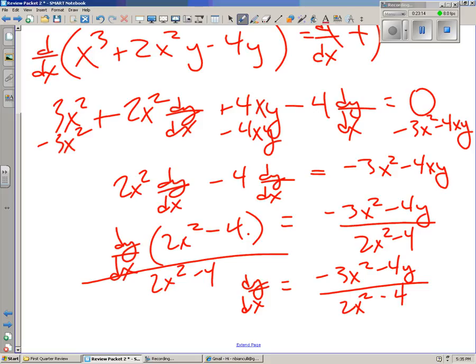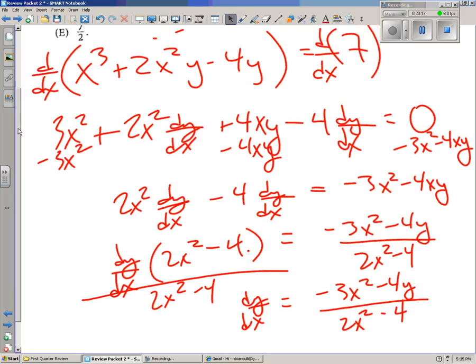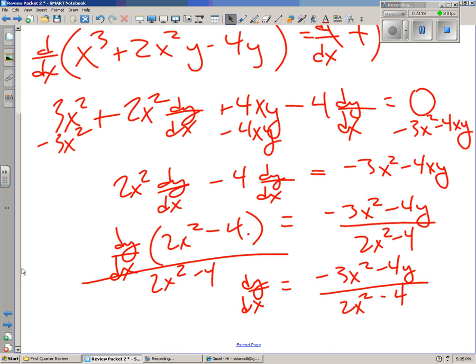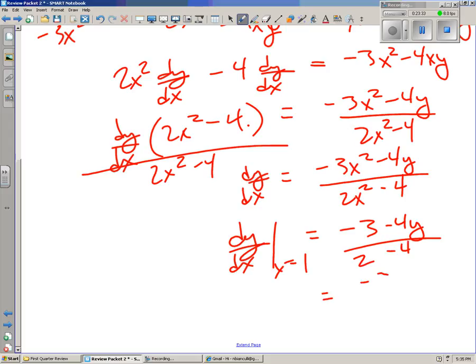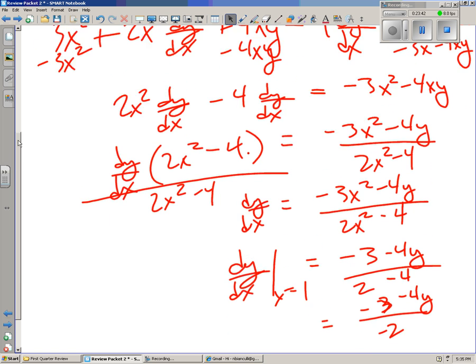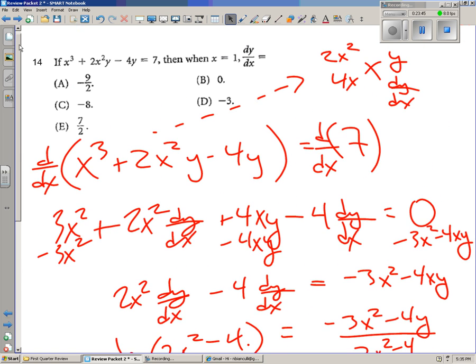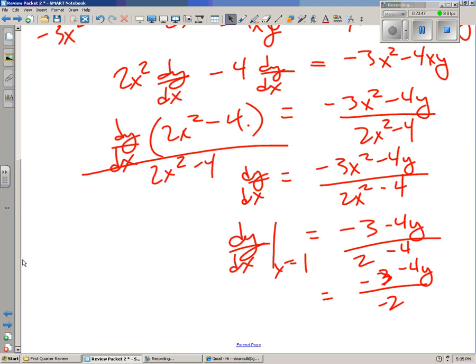So there's the derivative, and we want to find out what this is when x is 1. So when x is 1, we have negative 3 times 1 squared minus 4y over 2 times 1 squared, which is 2, minus 4. So we would get negative 3 minus 4y over negative 2. But we still need the y value. So we need to go back to the original curve, which is x cubed plus 2x squared y minus 4y equals 7.